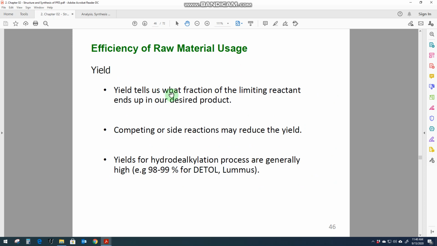The yield tells us what fraction of limiting reactant ends up in our desired product. So that is the definition of the yield. Competing or side reactions may reduce the yield. If there are some side reactions going on or some waste streams being produced from the process, then obviously the yield of that system will be low. Yield of the hydrodealkylation processes is generally high, 98 to 99% from these two companies. So in the hydrodealkylation process, the yield defined by these two companies is between 98 and 99%.